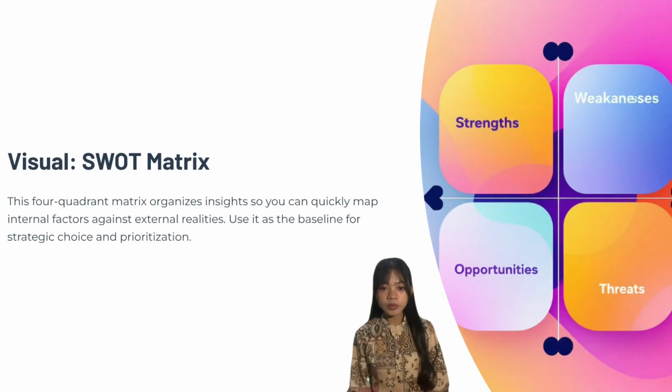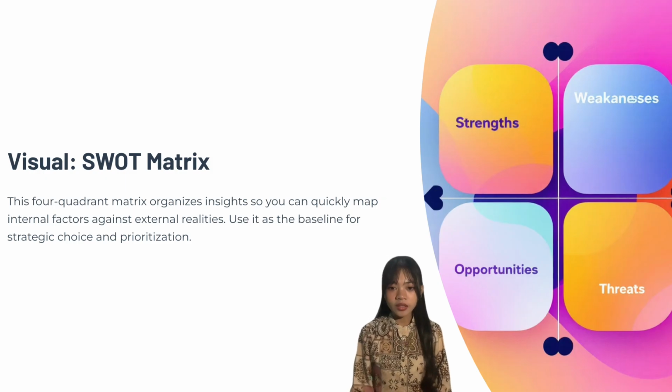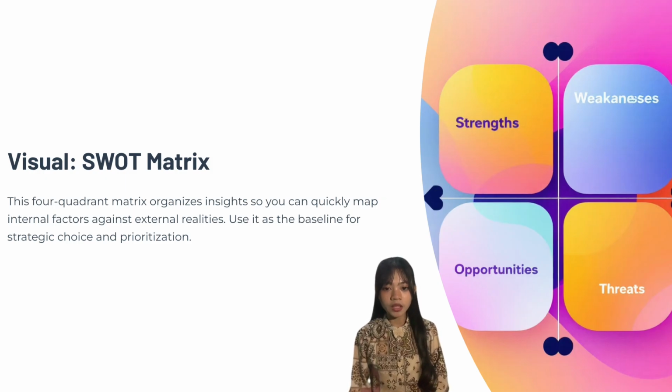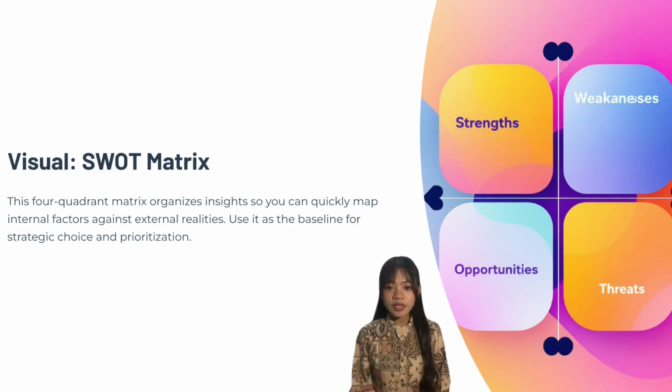This slide shows the SWOT matrix, which is a simple four-quadrant diagram. Each quadrant represents one part of SWOT: strengths, weaknesses, opportunities, and threats. The visual tool helps organize information clearly, so we can see the relationship between internal and external factors. By using this matrix, companies can easily compare their strengths with opportunities and their weaknesses with threats. It becomes a foundation for making strategic decisions because it gives a complete picture of the business situation.